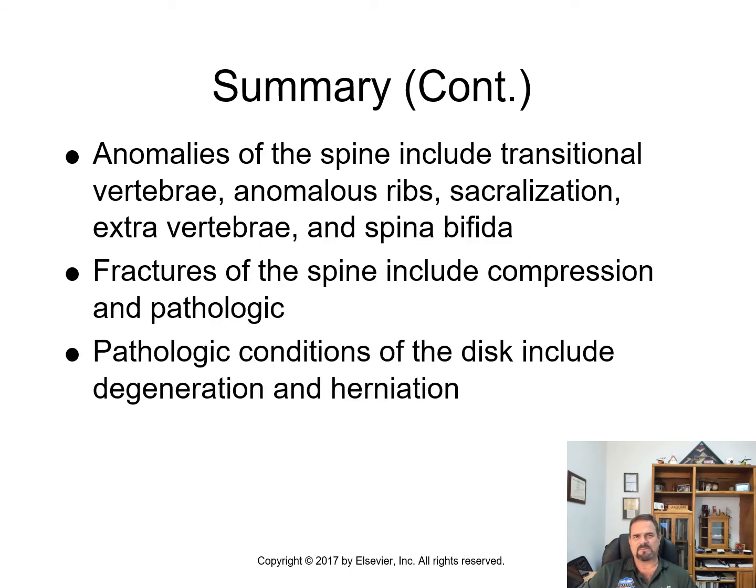Anomalies of the spine include transitional vertebrae, anomalous ribs, sacralization and extra vertebrae, and also spina bifida. And also, we may see fractures of the spine to include compression and pathological fractures as well. Pathological conditions of the disc include degeneration and herniation.